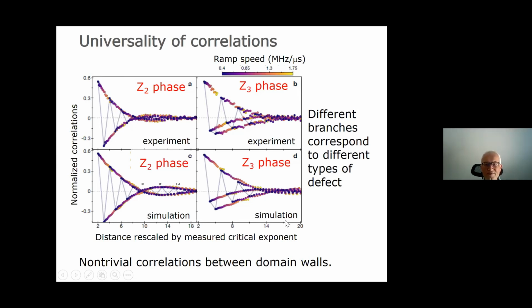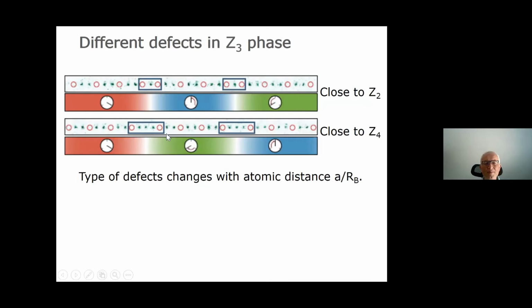For the Z3 phase, things become more complicated, because we can have two different types of errors. We can have errors that make it look more like the Z2 phase. Remember that we varied the Z3 phase by changing the distance between the atoms relative to the blockade radius. Here, for instance, you see that we have a Z3 phase, one atom Rydberg, two ground, one Rydberg, two ground. And then here we have a little bit of a Z2 phase, where we have Rydberg, ground, Rydberg. So this would correspond to the Z2 phase.